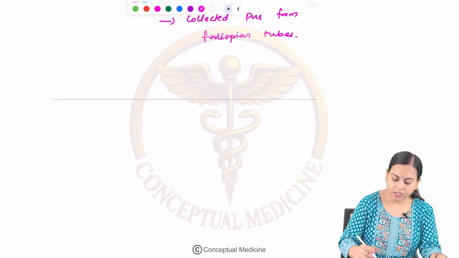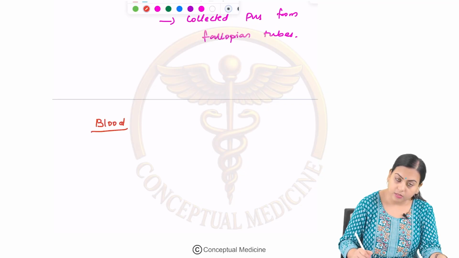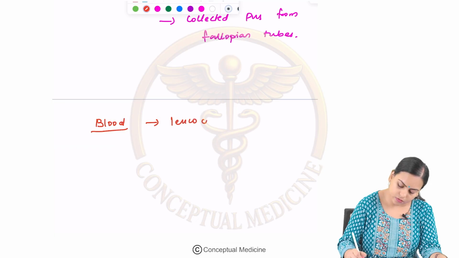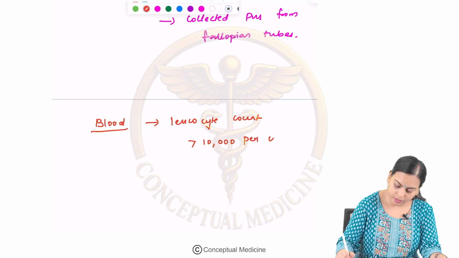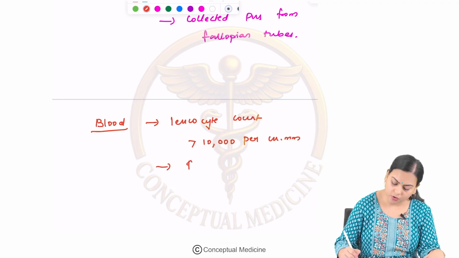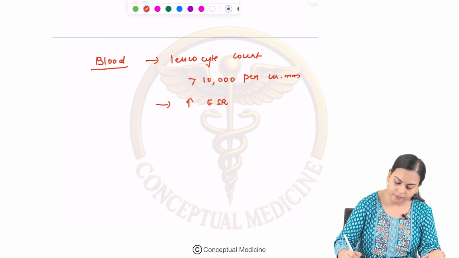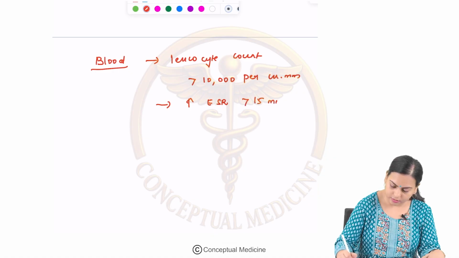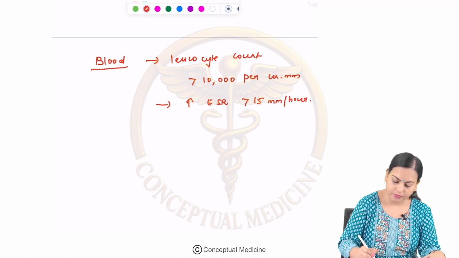Okay. When you do a blood test, the leukocyte count shows leukocytosis that is more than 10,000 per cubic millimeter, and there is also an elevated ESR that is more than 15 millimeter per hour. Okay.